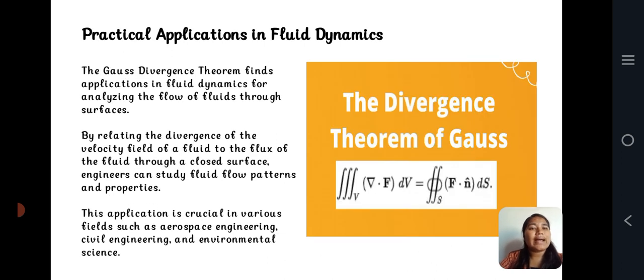And the practical applications in fluid dynamics. The Gauss divergence theorem finds application in fluid dynamics for analyzing the flow of fluids through surfaces. By relating the divergence of the velocity field of a fluid to the flux of the fluid through a closed surface, engineers can study fluid flow patterns and properties. This application is crucial in various fields such as aerospace engineering, civil engineering, and environmental science.